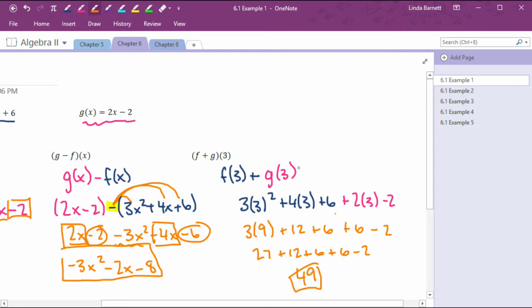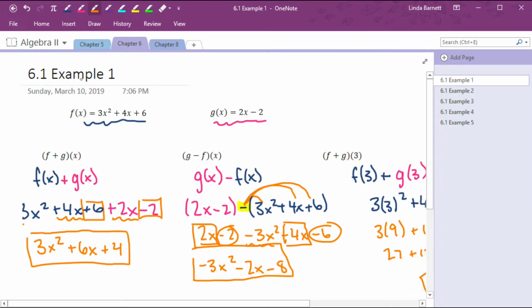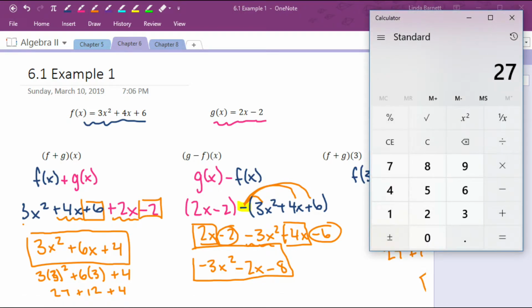I want to show you that if we had just gone into this function, we already did f of x plus g of x. What if we had just plugged 3 into right here? So we had done 3 times 3 squared plus 6 times 3 plus 4. Would that give us the same function over here? So 3 squared is 9. We're going to get 9 times 3 is 27 plus 12 plus 4. Is that the same thing? 27 plus 12 plus 4, 43. Did I do something wrong?